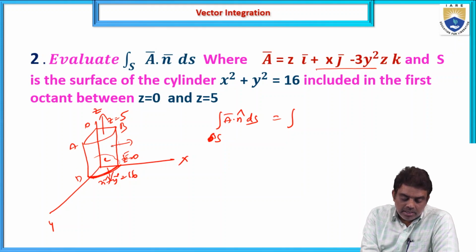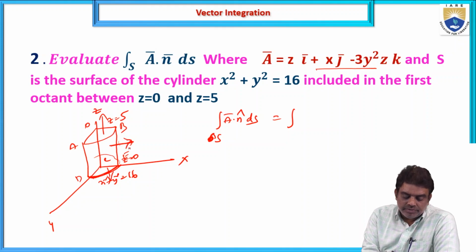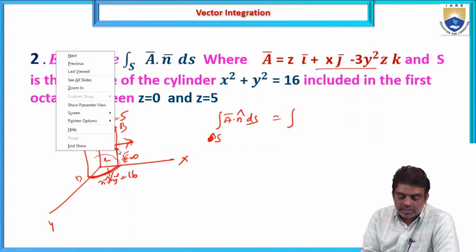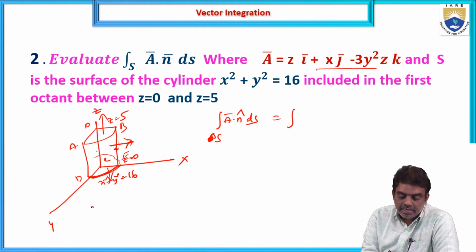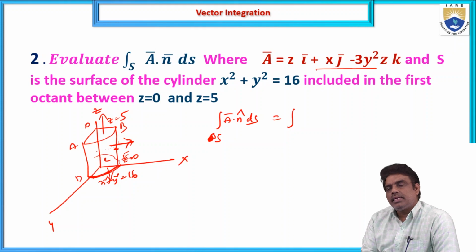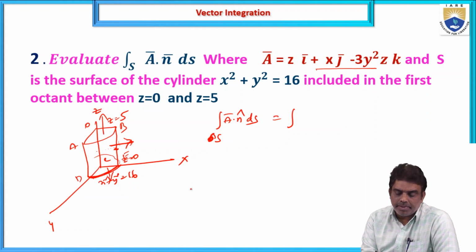What you will get? The outward normal vector will be of the surface. What is the surface? X square plus y square is equal to 16. This is the surface x square plus y square is equal to 16. Then you find the grad phi. Grad phi gives the outward normal vector, then the unit normal vector is grad phi by magnitude of grad phi.